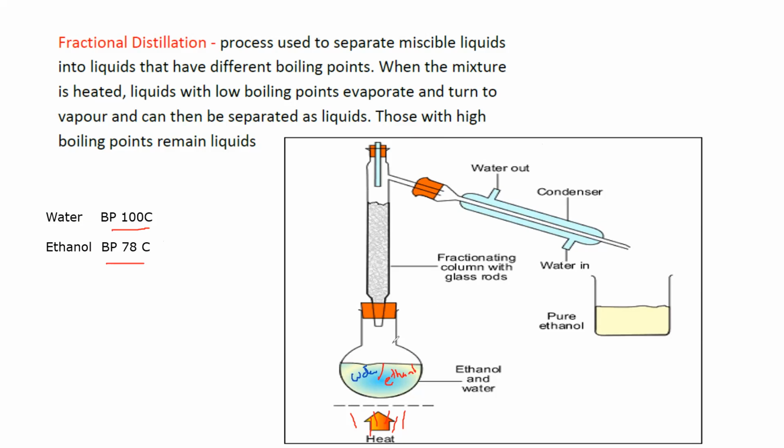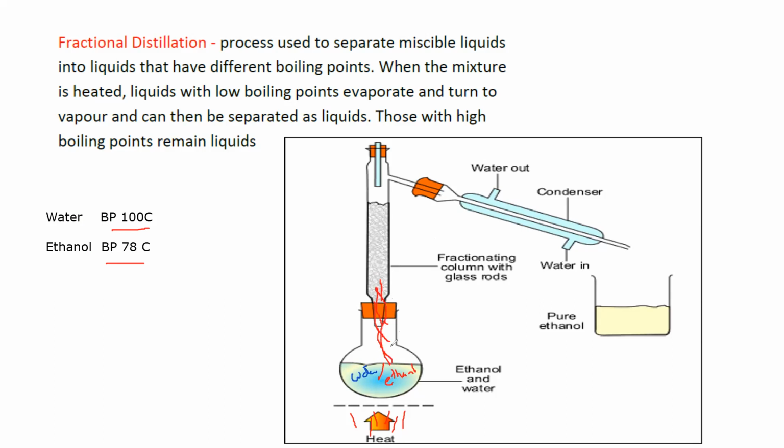So what happens? When we are supplying heat energy, these ethanol vapors will rise. This part is known as a fractionating column, but as these vapors are rising, they lose some of their energy. When they lose their energy, they convert back into a liquid state and then return back.